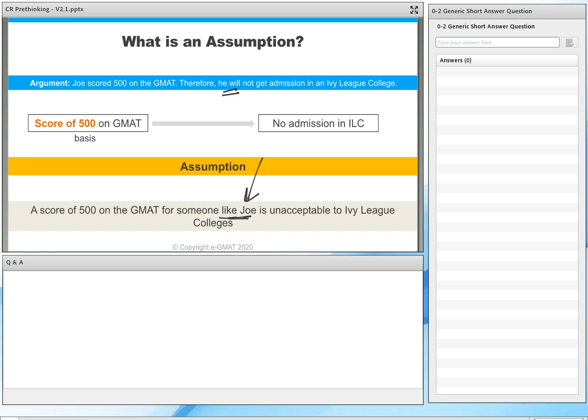The key point here is that if you can visualize something, assumptions are a very natural habit. We as humans are really good critical reasoners if we can absorb the information. The second thing is that an assumption is very tightly linked to the conclusion, which is why "he will" and "someone like Joe" are very tightly linked.